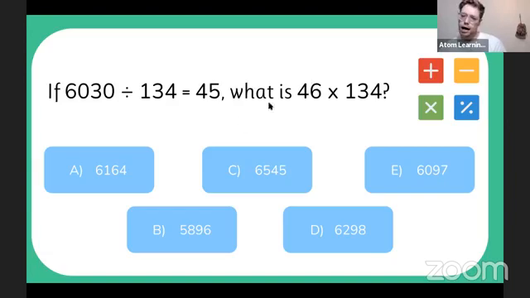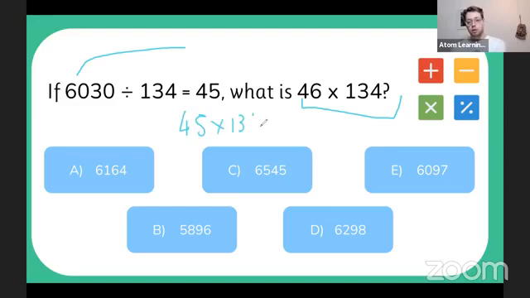Let's do a nice cyan color. That's cute. So what we need to do here, again, a child might just see 46 times 134 and be like, absolutely not. I don't know how to do that. I don't want to do this question, and just move on. But actually, they've given us a really helpful hand with 6,030 divided by 134 equals 45. What this equation tells us is if we have 6,030 divided by 134, we get 45. That is the same as saying 45 multiplied by 134 equals 6,030.